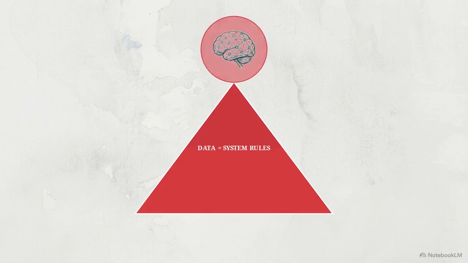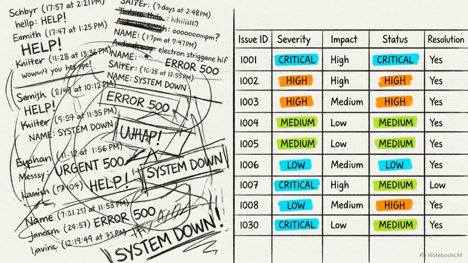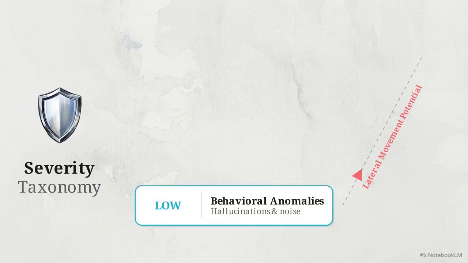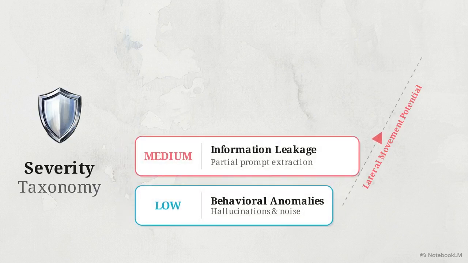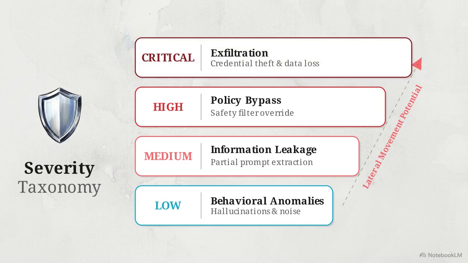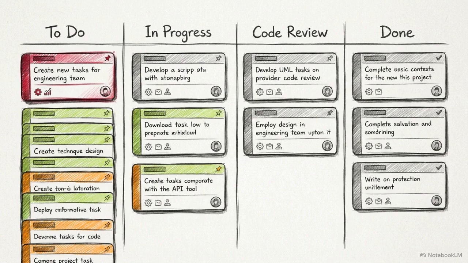The final stage is the triage of our results, translating chat logs into a structured severity report. We categorize findings by impact. Low severity identifies behavioral anomalies, while medium is assigned for information leakage, like partial prompt extraction. High severity represents a successful policy bypass. We reserve critical for credential theft or full data exfiltration. This classification system ensures that the engineering team can prioritize the most significant risks to the application.